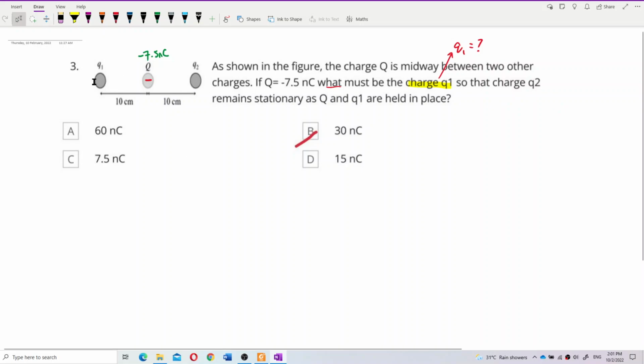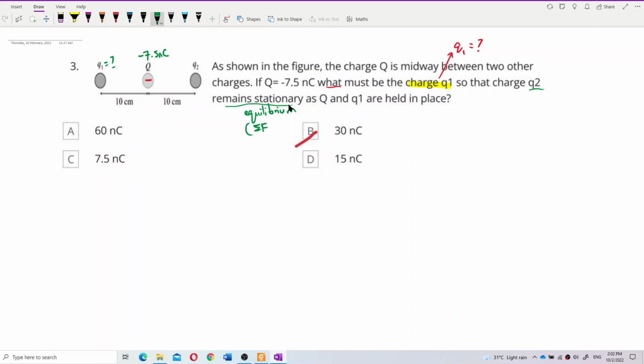Okay, so what is the charge Q1? We want to find this charge. Yeah, this one Q2 we also don't know. Okay, so he says the important thing is Q2 remains stationary. What does it mean Q2 remains stationary? It means it is in equilibrium. That means that there's no resultant force on the Q2. Resultant force equal to 0.